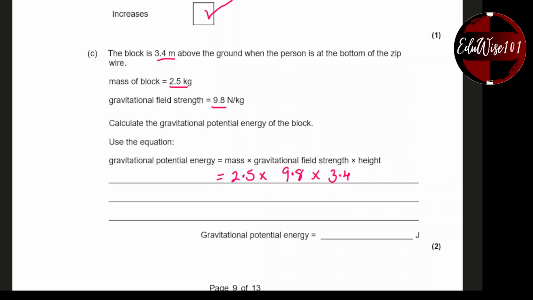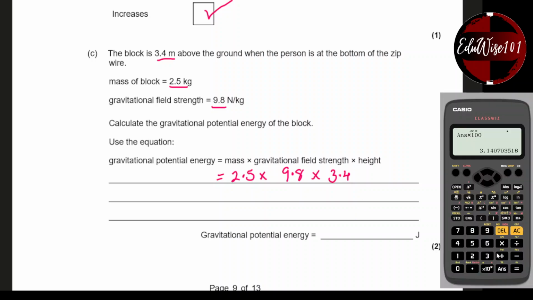So let's bring up the calculator again. So 2.5 multiplied by 9.8 multiplied by 3.4, and that gives me 83.3 joules.